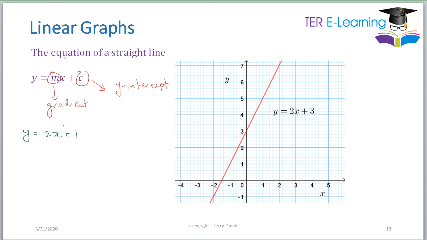So if I have an equation y equals 2x plus 1, I just told you that all equations for a straight line have the form y equals mx plus c. Now, m is the gradient, the number that's just in front of the x. So my gradient in this case is simply 2. So m is equal to 2. And if I were to ask you what is the y-intercept, what will you tell me?